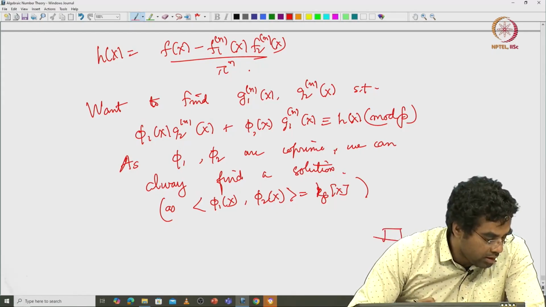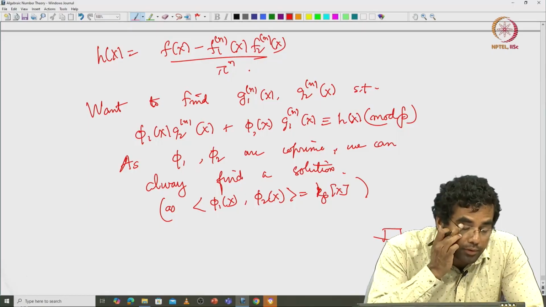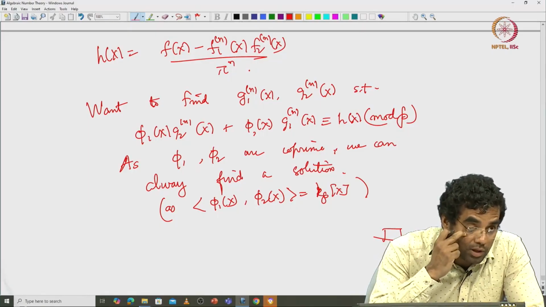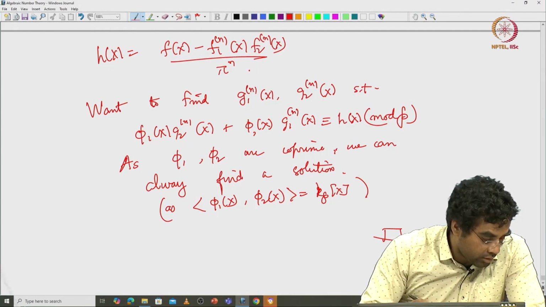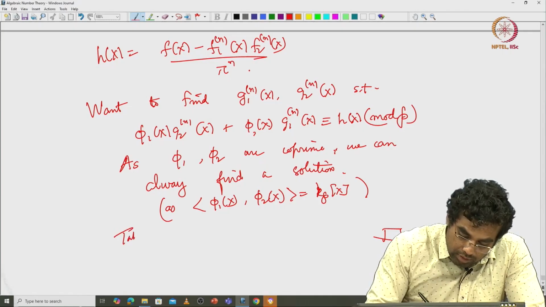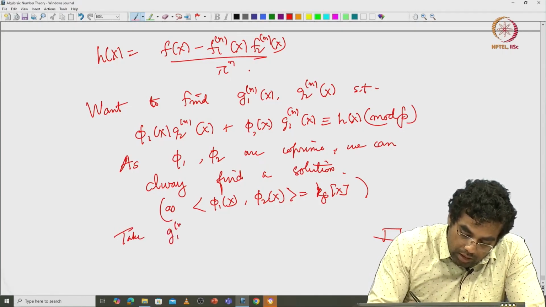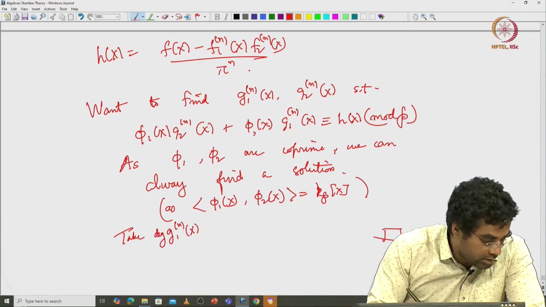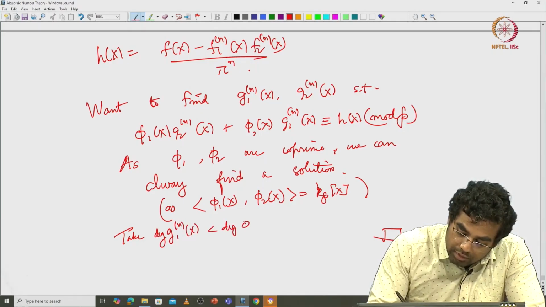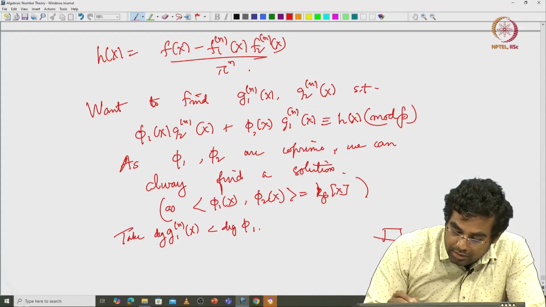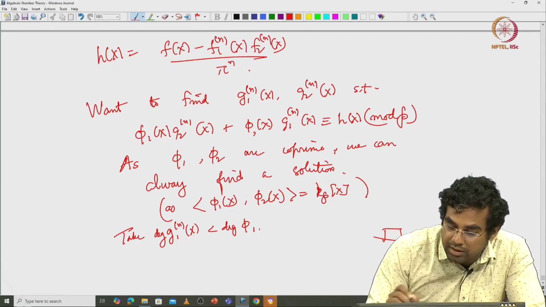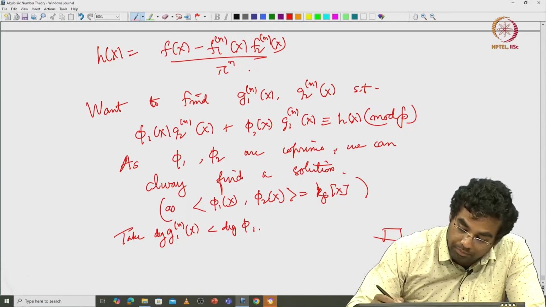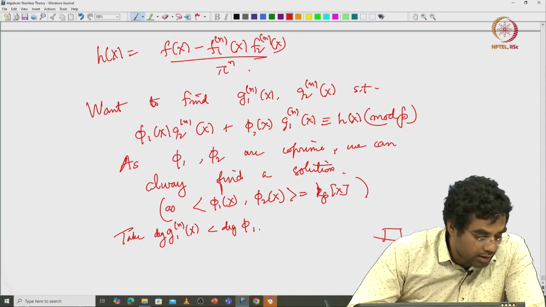Okay. I mean, the only thing to verify is that the degree of f1 n plus 1 is the same as the degree of phi 1, but for that we could always take g1 n of x, whose degree is strictly less than the degree of phi 1, right. All right. So, as long as we do this, we can take a lift such that this happens, and then we are fine. Okay. So, the remaining part I will leave as an exercise for you to figure out.